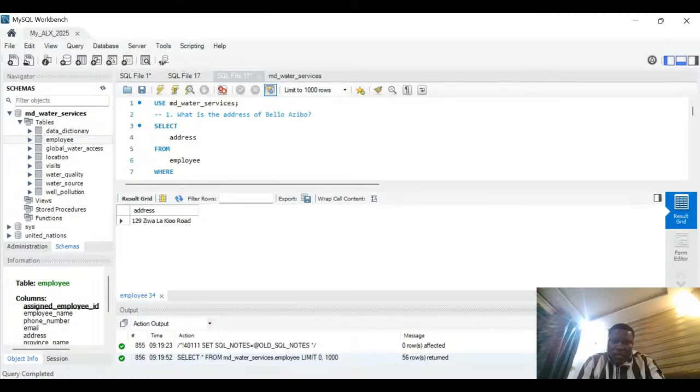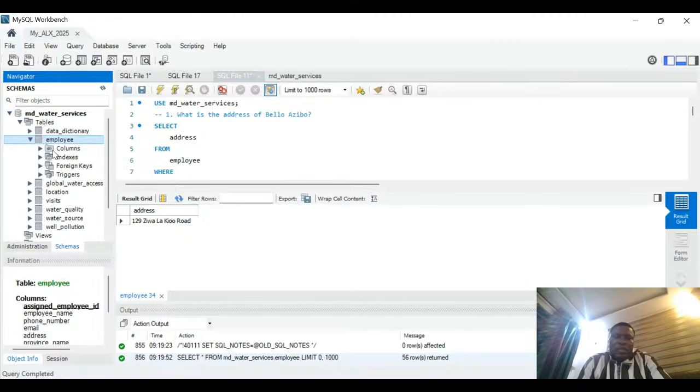Okay, so let's go into it quickly. The first question that I have is, what is the address of Bello Azibo? Now, this name, definitely we have a name of employee, and then we have an address. And when you combine these two things together, you should know that you will find them in the employee table.